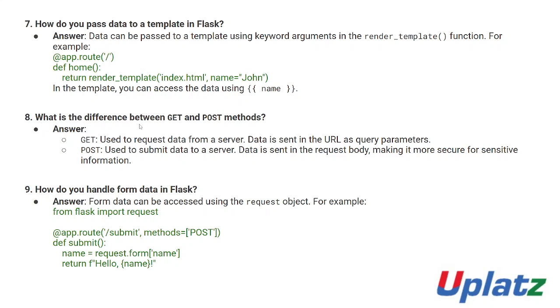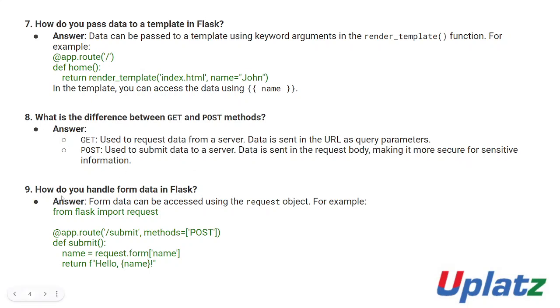What is the difference between GET and POST methods? Answer. GET is used to request data from a server. Data is sent in the URL as query parameters, and POST is used to submit data to a server. Data is sent in the request body, making it more secure for sensitive information.